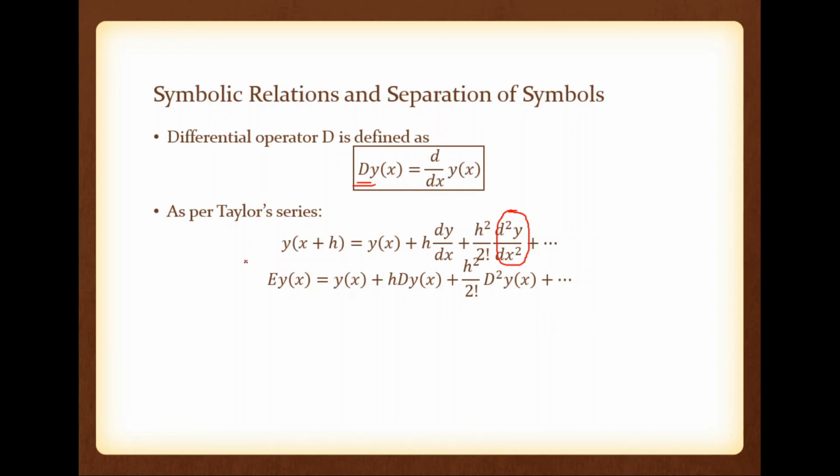So now you can see that from the operator point of view, y of x is a common term, meaning we can remove y of x from this. So now what is E? E is equal to 1 plus hD plus h square by 2 factorial D square plus etc. Means the shift operator E is equal to 1 plus h into capital D plus h square by 2 factorial into D square plus etc., where capital D is the differential operator.